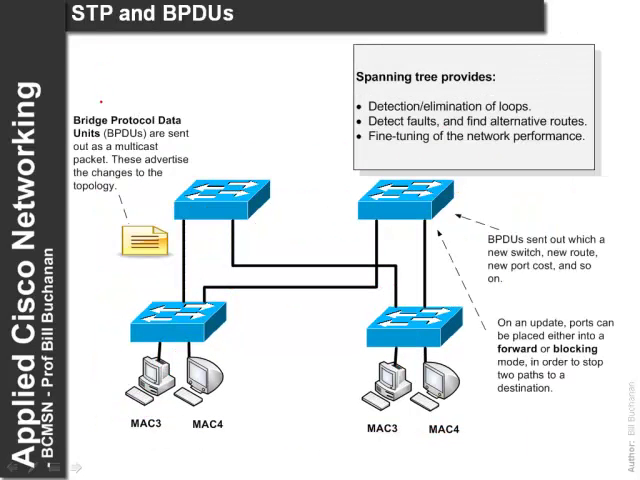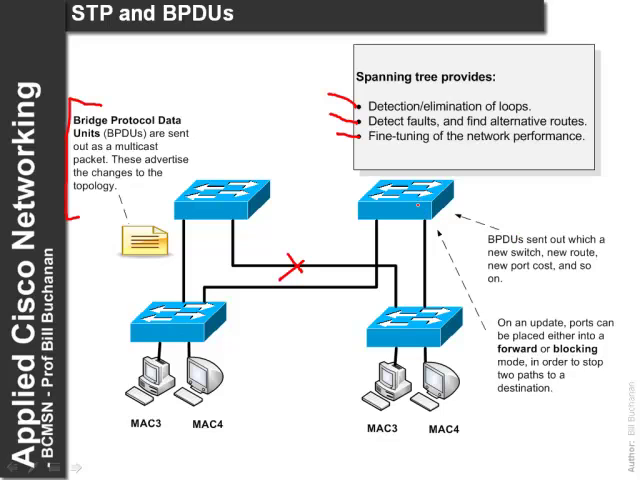The way that the spanning tree protocol works to be able to get this coherent picture of the network is to send what are called BPDUs, or Bridge Protocol Data Units, and these are typically seen as broadcasts into the network and advertise when there is a change in the topology, such as a new connection or a connection being deleted. The main objective is obviously to detect and eliminate loops, to hopefully detect where there are faults and to find alternative routes, and to fine-tune the network performance in finding optimal routes.